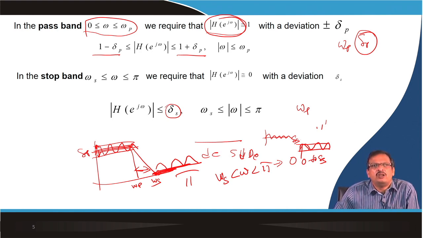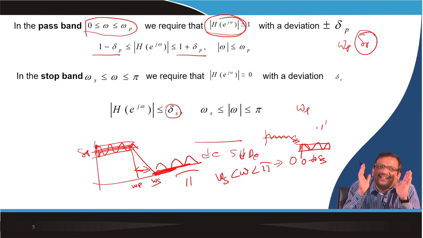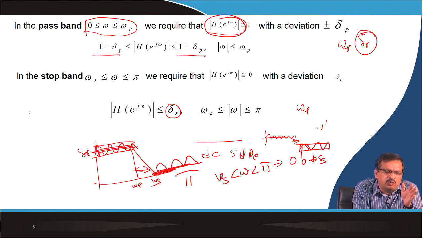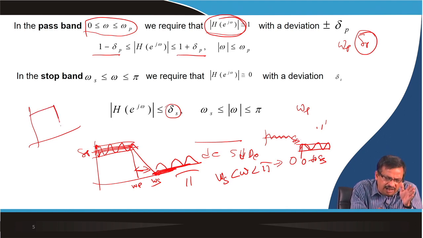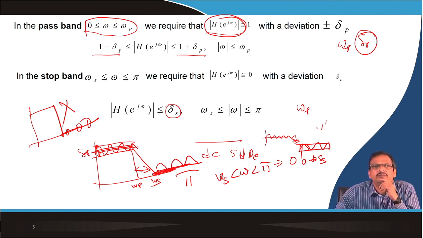Have you understood? When we design a filter, instead of an ideal filter, in which the stop band ripple is 0 and the pass band ripple is 0, and I want 1, then the transition bandwidth is 0 and all are 0, but this is not possible. Instead of that, I will get a pass band ripple, a stop band ripple and a transition bandwidth.